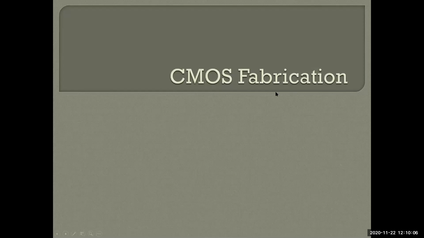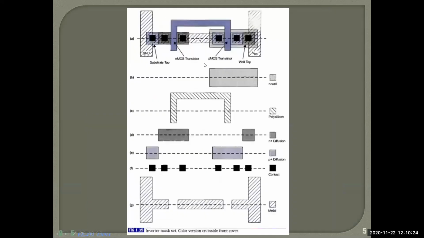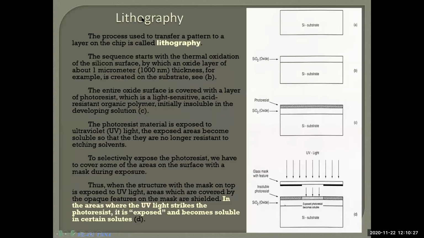So what is CMOS processing or CMOS fabrication? That means you make one mask layout, then you want to convert that mask layout into a physical IC. How are you going to do that? That is the process called CMOS fabrication, or sometimes called lithography.